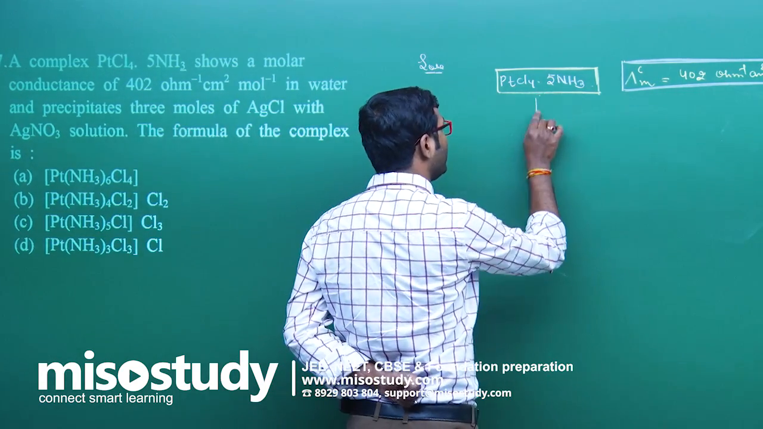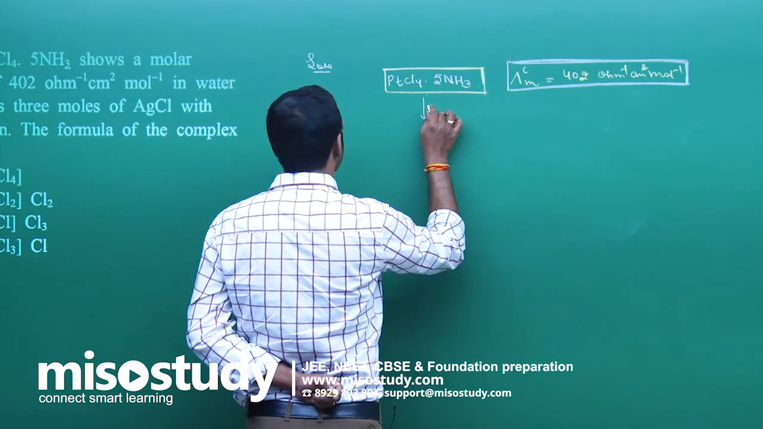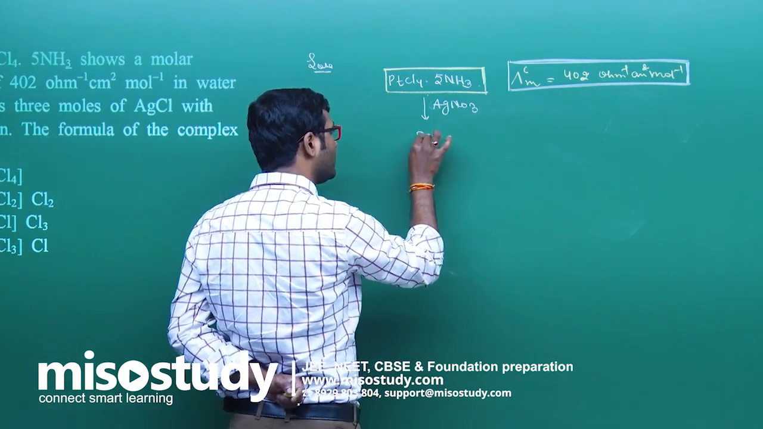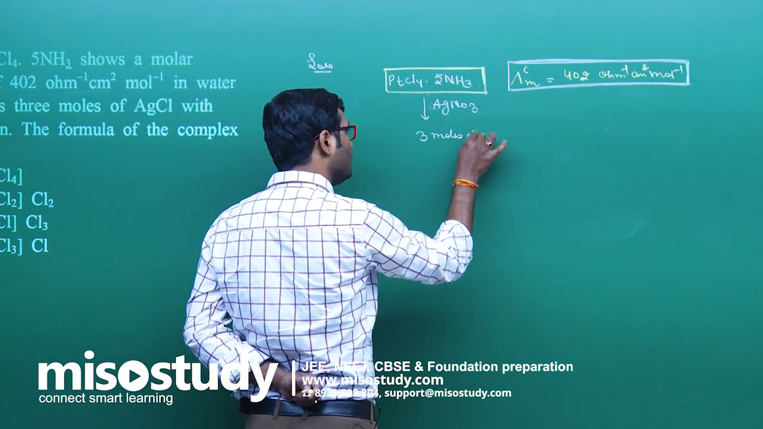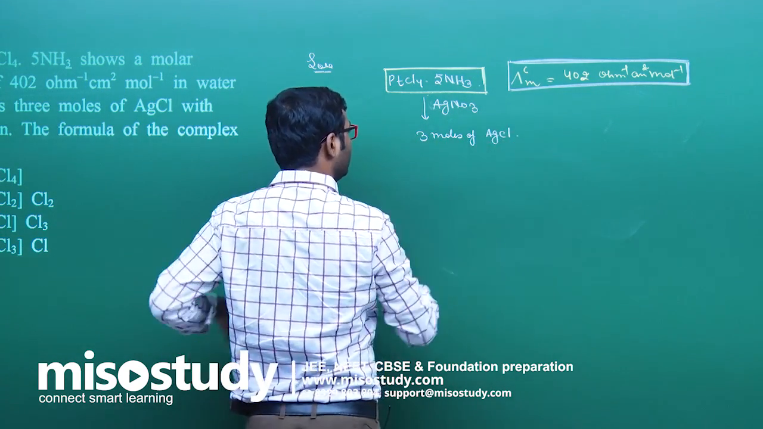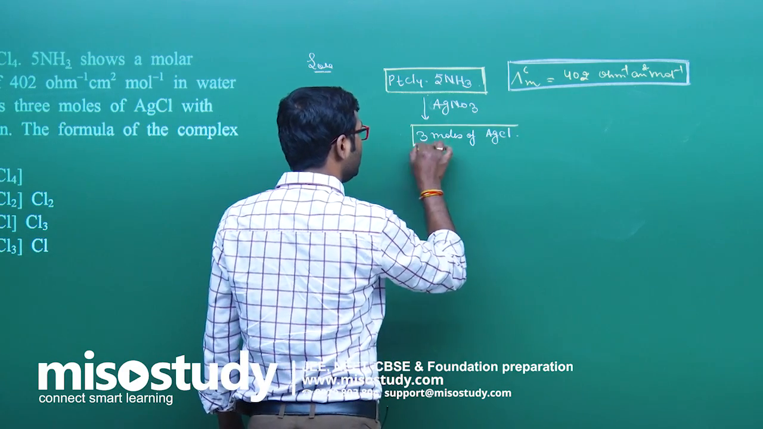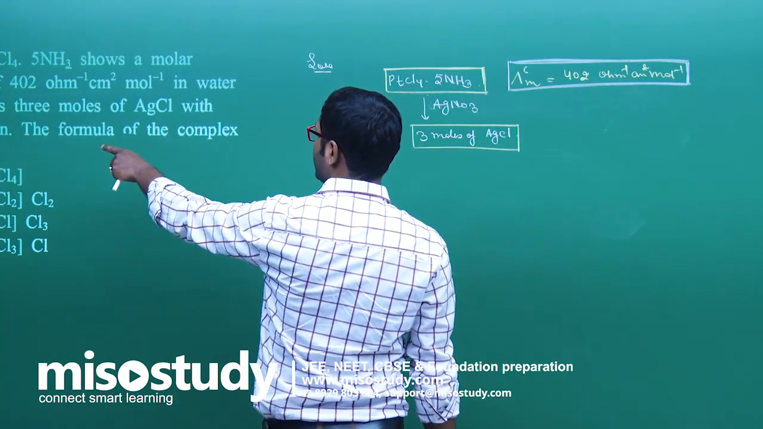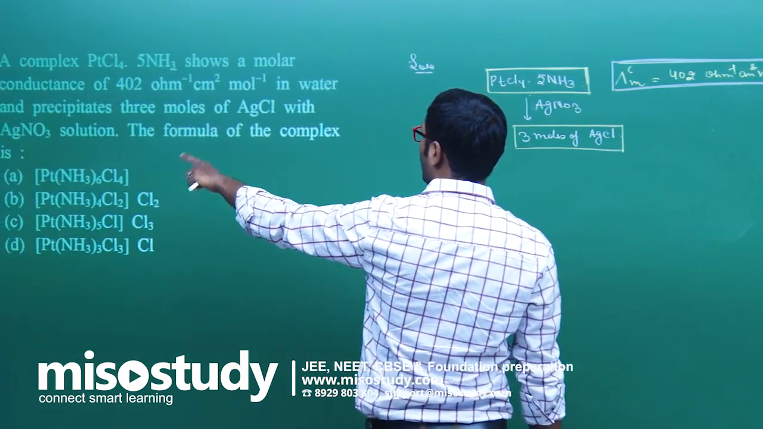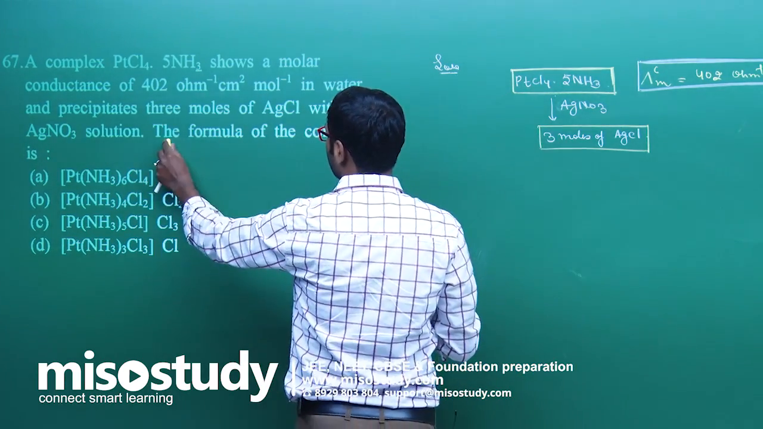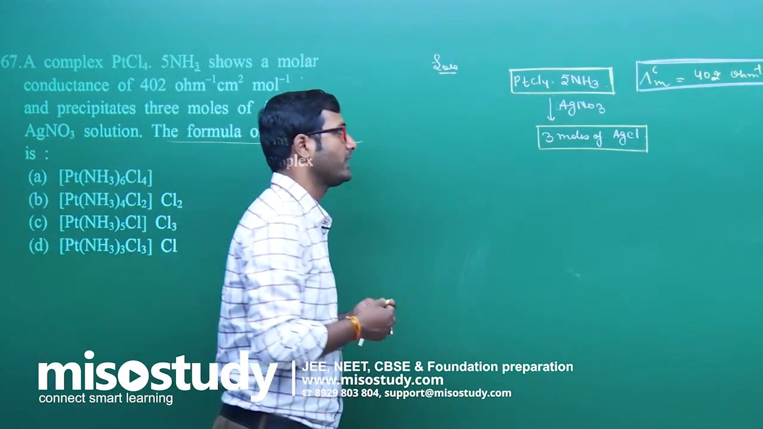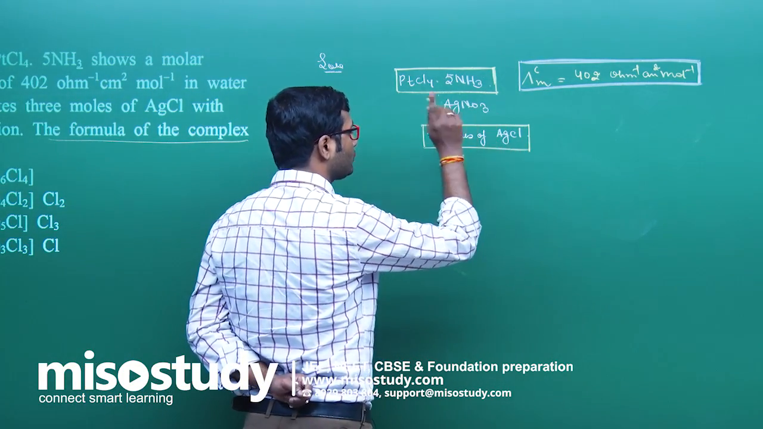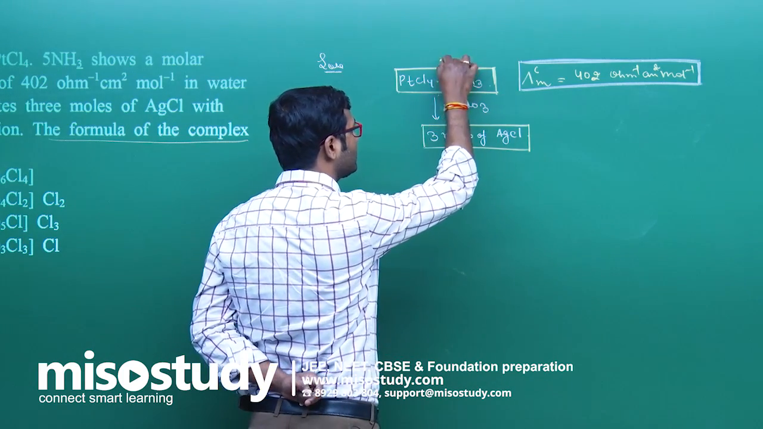That means when it combines with AgNO3 solution, it gives 3 moles of AgCl. Is it clear? You have to find the formula of the complex. That means there should be at least 3 chlorines outside the coordination sphere in this particular compound.